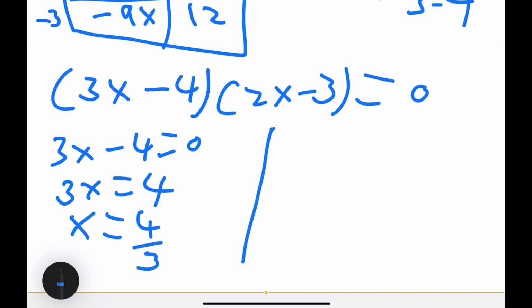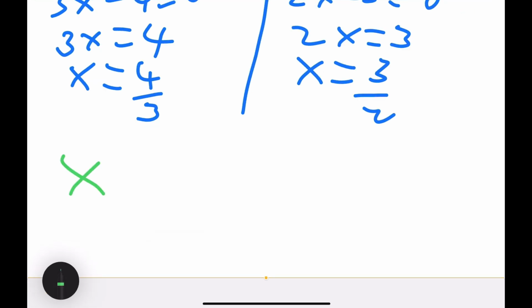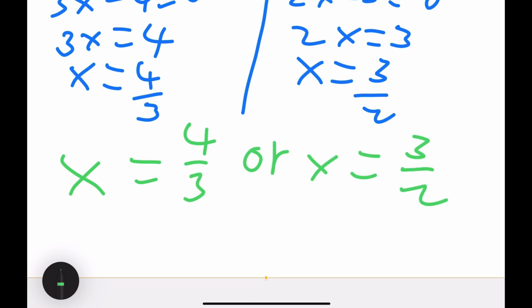So now the other side, we know that 2x minus 3 is equal to 0. So 2x is equal to 3 as we add 3 to both sides. Now if we divide each side by 2, we get x is equal to 3 over 2. So we have two solutions, x is equal to 4 over 3, or x is equal to 3 over 2.